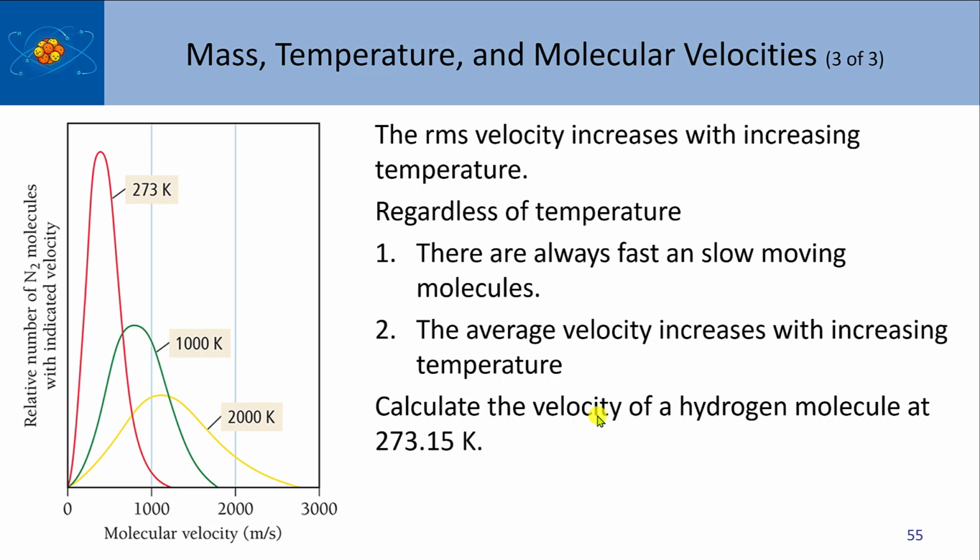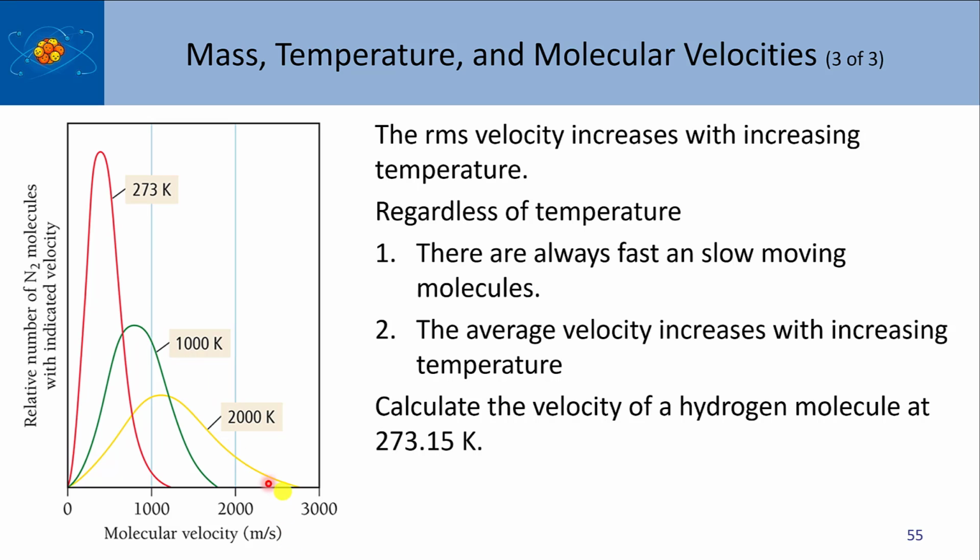Another interesting idea of kinetic molecular theory is that as you increase the temperature of a gas, you increase the velocity of the gas molecules. Here we have a population of gas molecules at 273 Kelvin, 0 degrees Celsius, and here at 1,000 Kelvin and 2,000 Kelvin. These are nitrogen molecules, and there's their average molecular velocity.